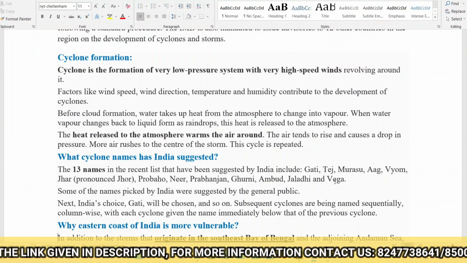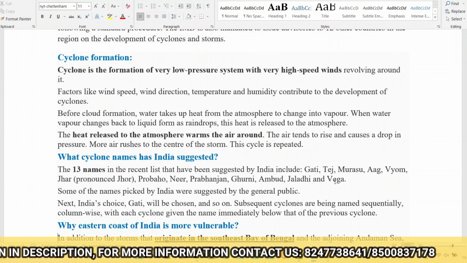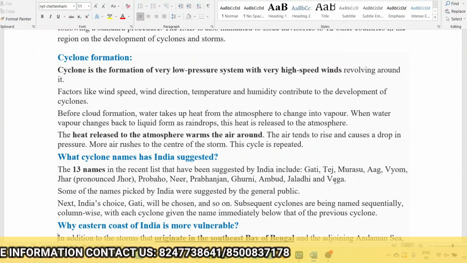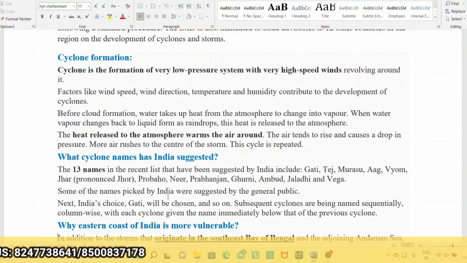These are the 13 cyclone names that India suggested. Some of the names picked by India were suggested by the general public.